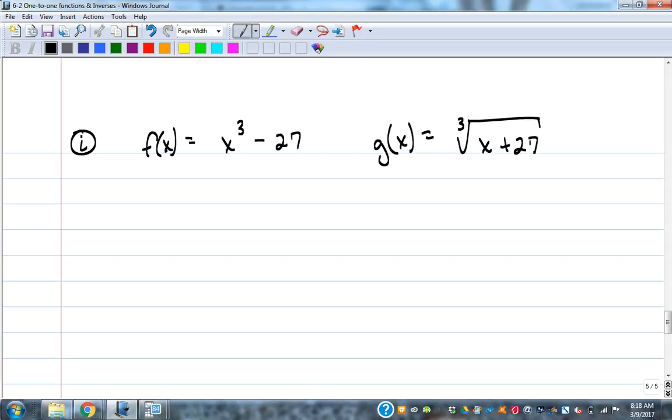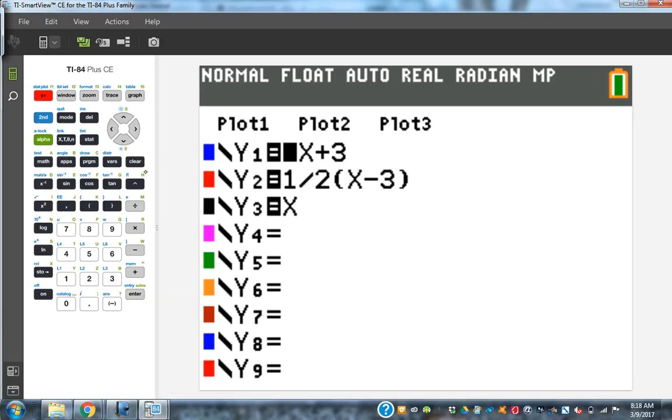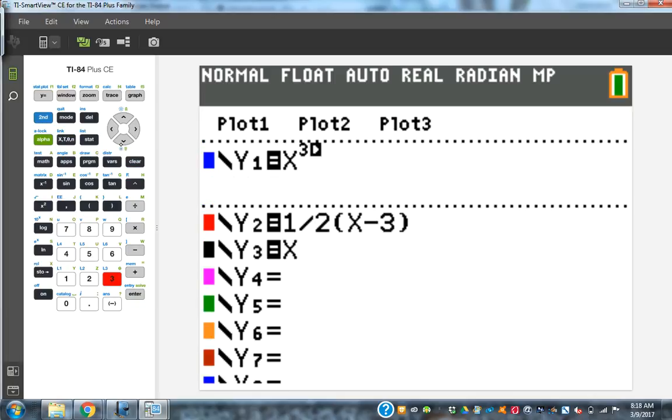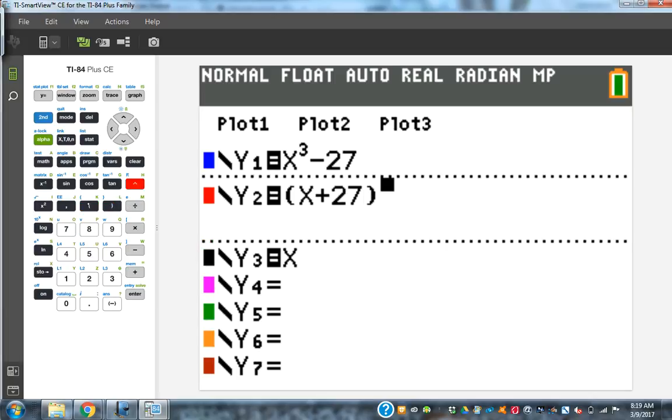So to do that graphically, and the cubed root is the key here. It's the reason I want to do this because you may not know where to get the cubed root in your calculator or how to do that. So y equals, in y1, I'm going to put x cubed minus 27. So x raised to the third minus 27. In y2, I'm going to put the cubed root of x plus 27. Now, a cubed root is also what exponent? 1/3 power. You could use that. So you could type it in as (x plus 27) raised to the 1/3.